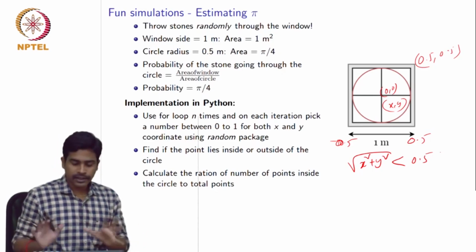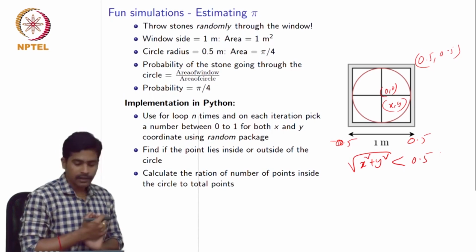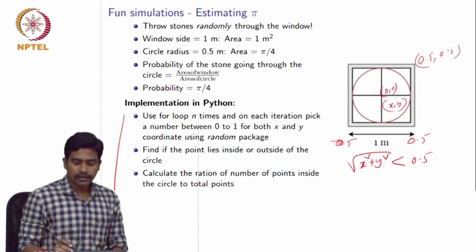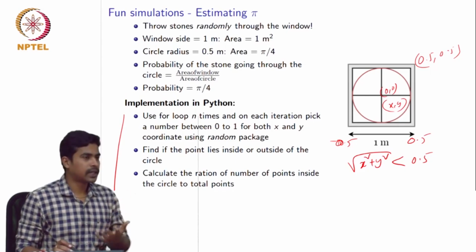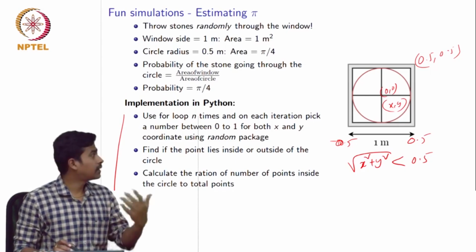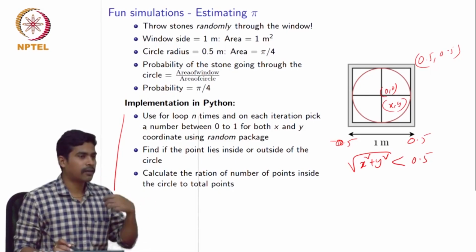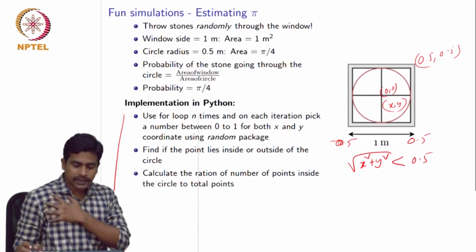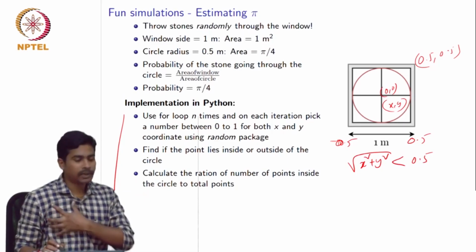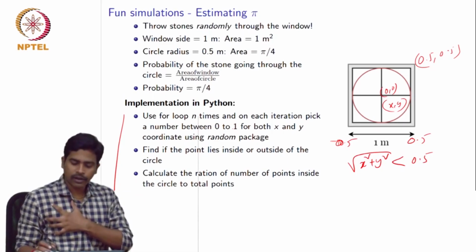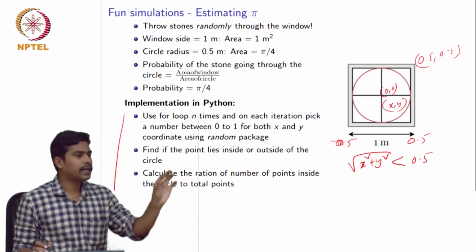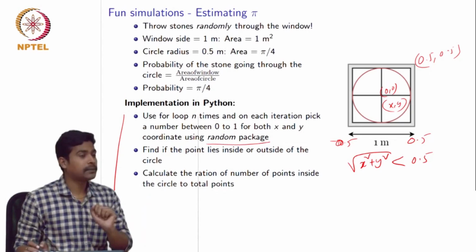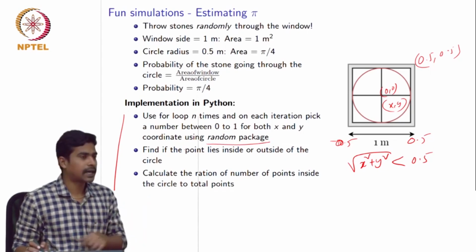Okay, so this is the idea, and these are the implementation steps. We use a for loop to simulate n number of trials, or n number of stones thrown into the window, and on each iteration we pick a number between minus 0.5 and 0.5, or 0 to 1, for both the x coordinate and y coordinate, using the random package in Python. I will show you what the random package is.